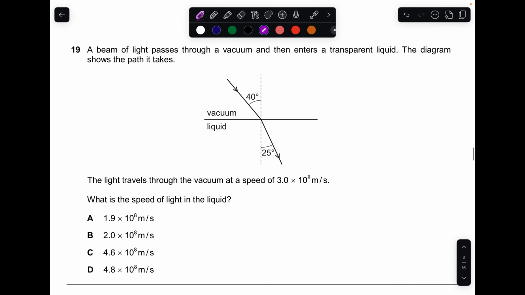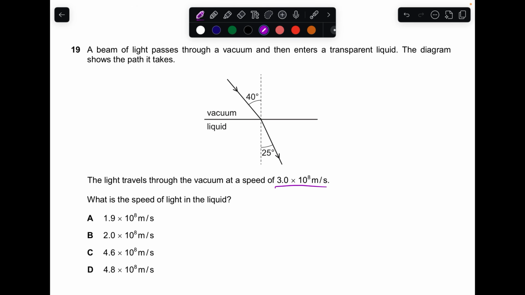In question 19, a beam of light passes through a vacuum and then enters a transparent liquid. The diagram shows the path. The light travels through a vacuum at a speed of this. What is the speed of the light in the liquid? Okay, so you have the incident angle, the refracted angle, and the speed. So there are two formulas for the refractive index. n is equal to sine i over sine r. Okay, and there is another relation, n is equal to c by v. What we can do, we have to use both of them in that case because we don't have the refractive index. So if both left sides are equal, they can be equated.